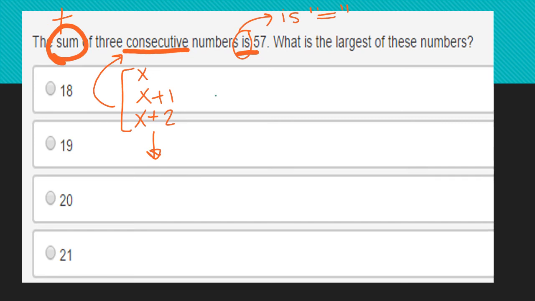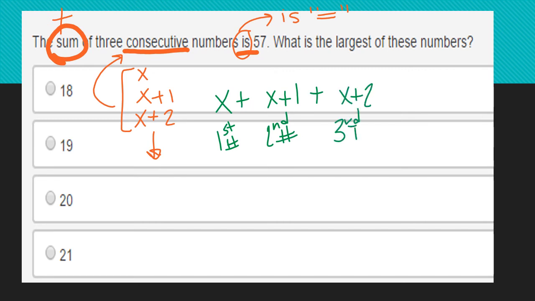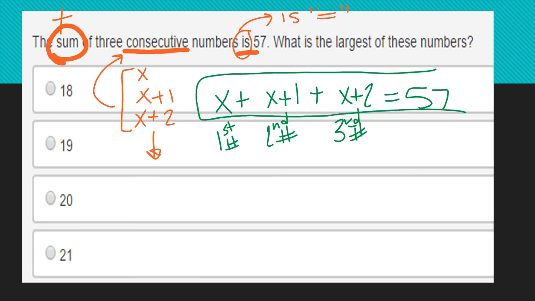So I'm going to say x, that's my first number. And I should be able to take that and add my next number, which is x plus 1. It's my second number. And I should be able to add my third number. And it should be equal to whatever my sum is, which in this case, they tell us is equal to 57. Okay, so what you just created here is your equation.